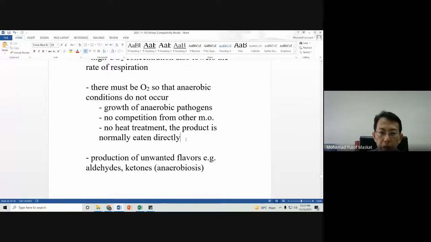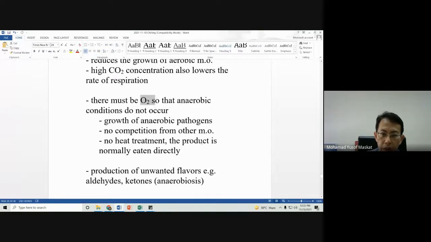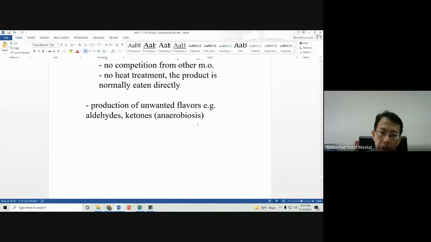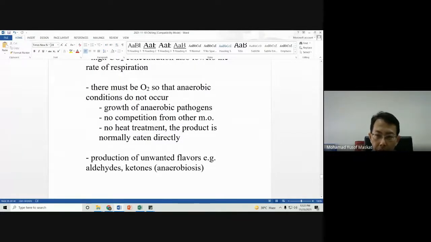Before consumption. Also, when there is totally no oxygen, what will happen is what we call anaerobiosis. Anaerobiosis is when the fruits and vegetables are still respiring, still undergoing respiration, but there is no oxygen. When that happens, aldehydes and ketones will be produced, and this will contribute to undesirable flavors.